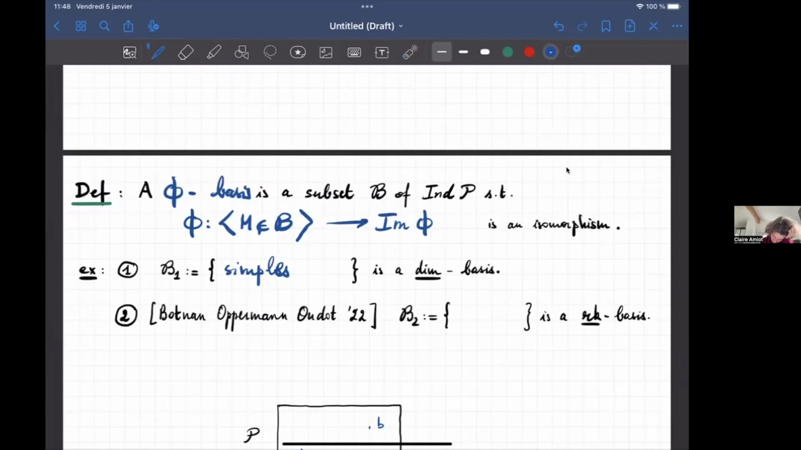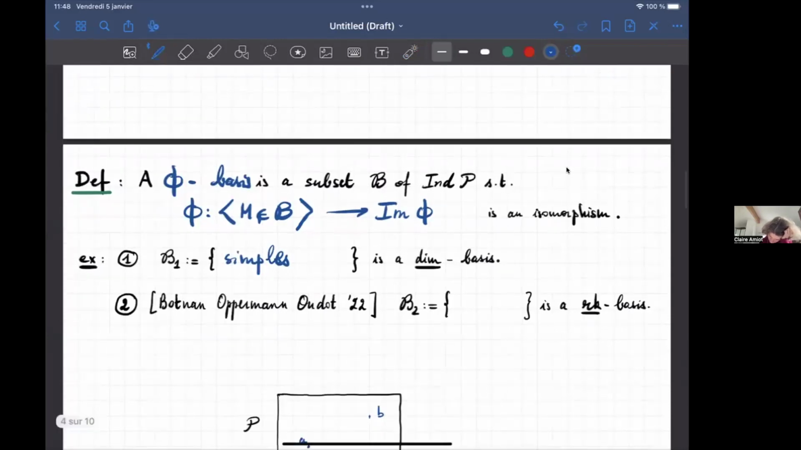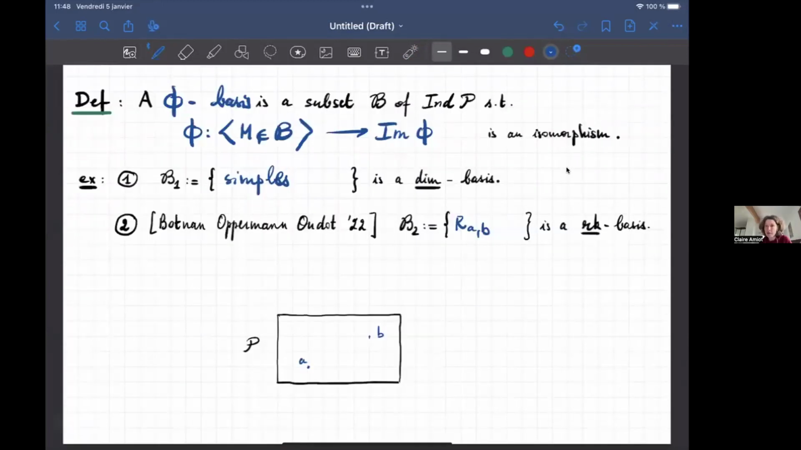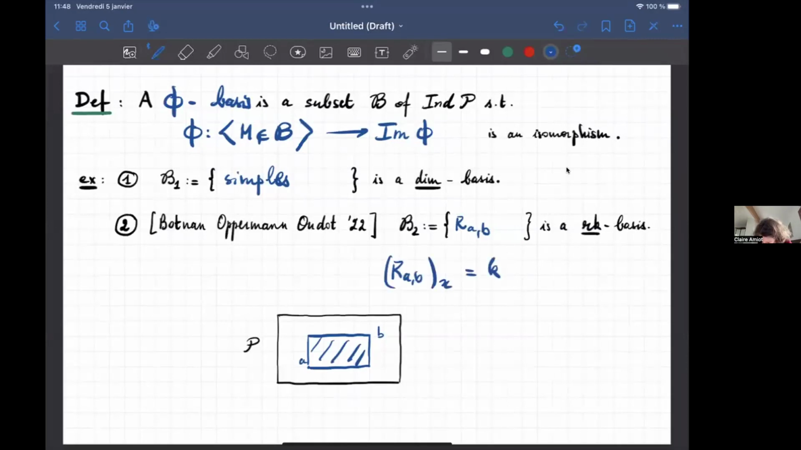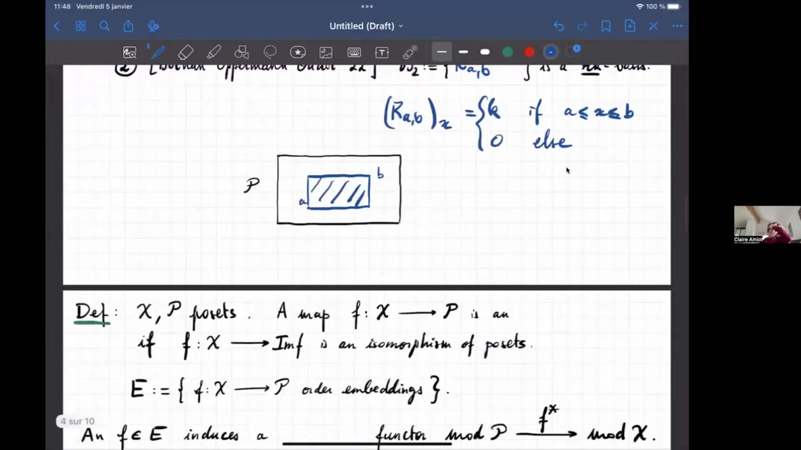And the other example comes from Botnan, Oppermann, Oudot. I can take the rectangles, and the rectangles will form a rank basis. Here, the rectangle basis is given by the following: I take A and B here, and a rectangle will be a module which is supported by all this rectangle here. So in other words, R_AB(x) is K if x is in the rectangle, and 0 else.